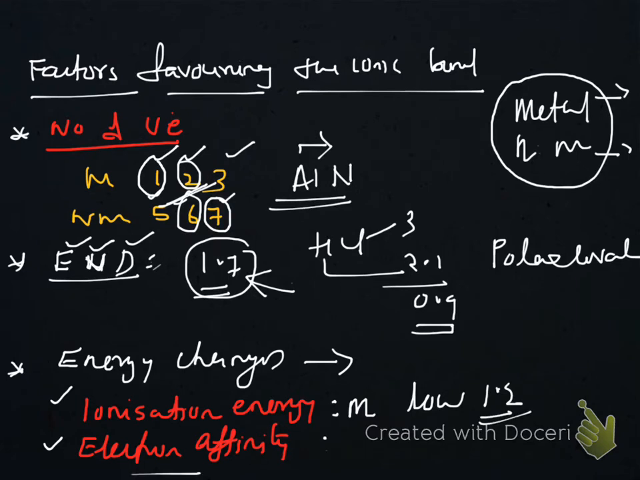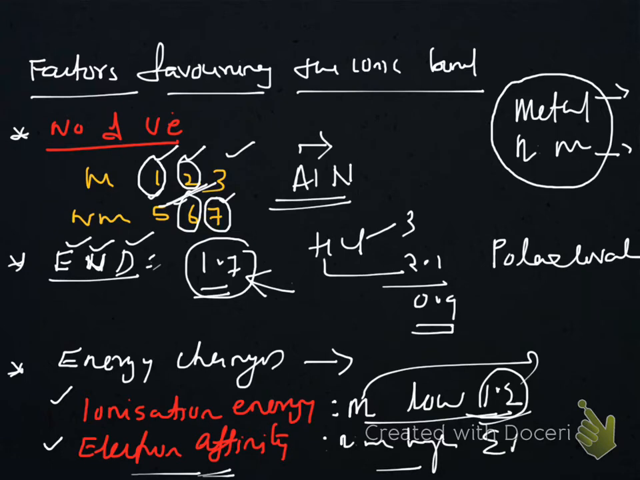Second one, electron affinity of non-metal should be high. A metal with low ionization energy loses its electron easily. If the non-metal is not having sufficient electron affinity, it will not have a tendency to accept that electron. Under such condition, formation of ionic bond is difficult. So to have an ionic bond easily, metal should have low ionization energy and non-metal should have high electron affinity or electron gain enthalpy.